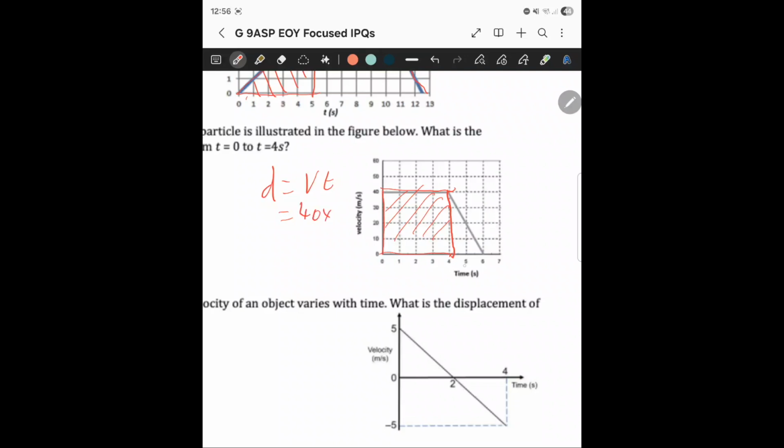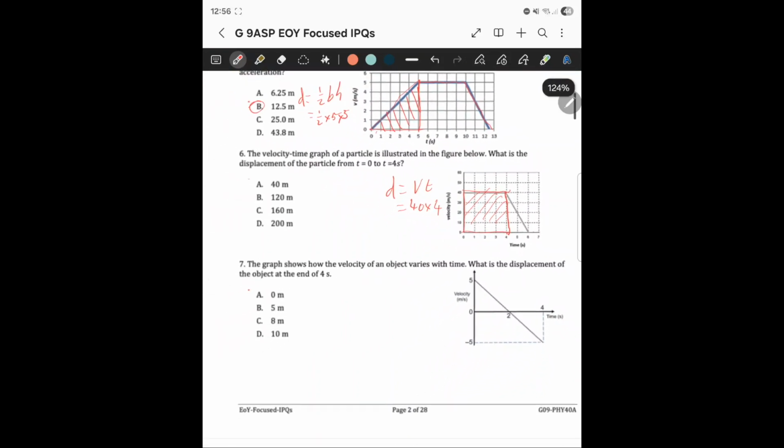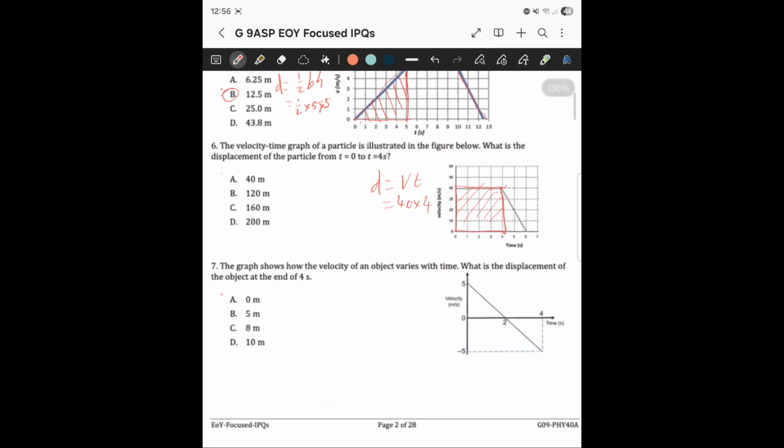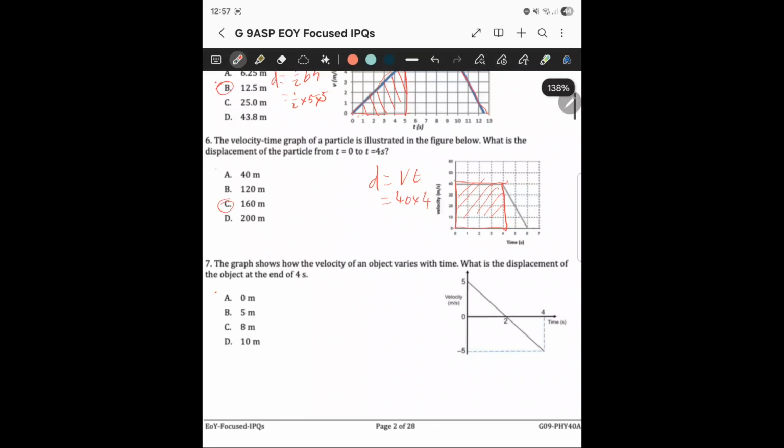40 times 4. Is that 40? Yes, so the distance will be 40 times 4. Let's check, 40 times 4, of course, why am I doing that? It's obviously 160, but anyway, I've done it just to verify.